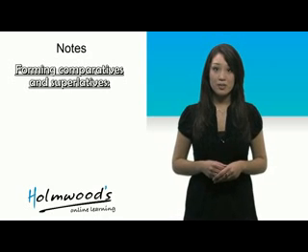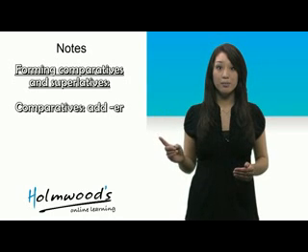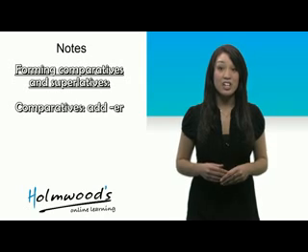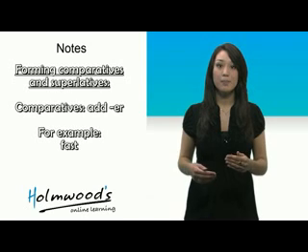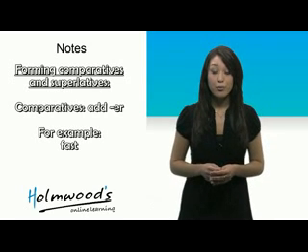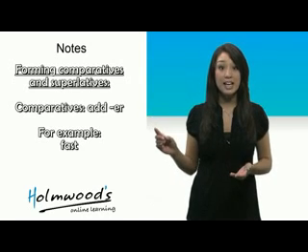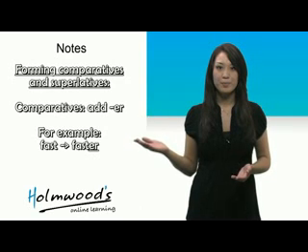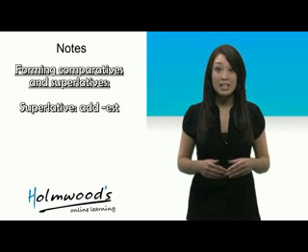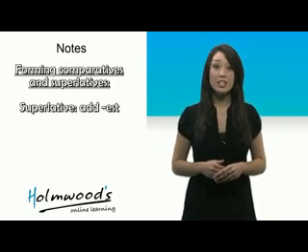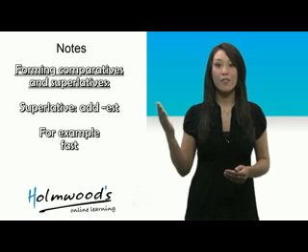With most adjectives, the comparatives are simply formed by adding er, especially with adjectives that are very short. For example, the adjective fast. To make the comparative for the adjective fast, simply add er to get faster. The superlative is formed by adding est to the adjective. To make the superlative for fast, add est to get fastest.